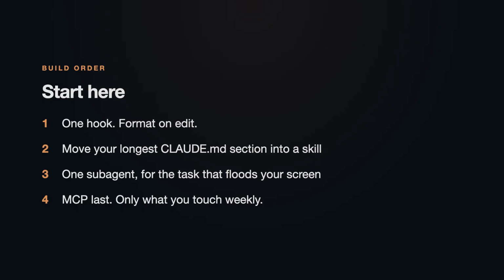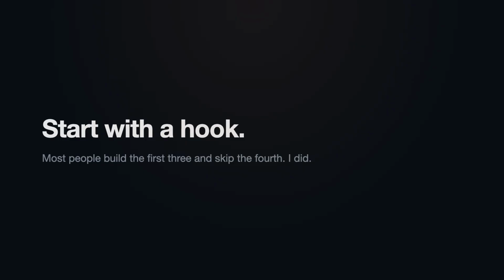The short version. 3 of these are things you offer the model. One of them is a thing you decide for it. Most people build the first 3 and skip the 4th. I did. Start with a hook.